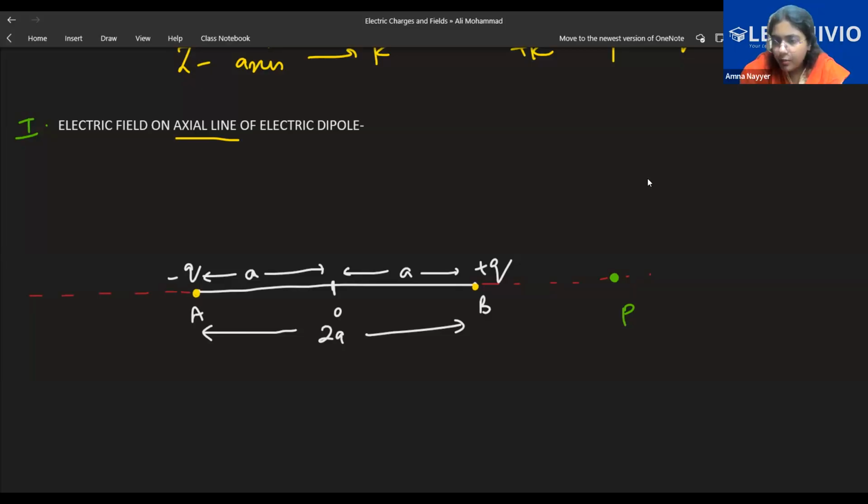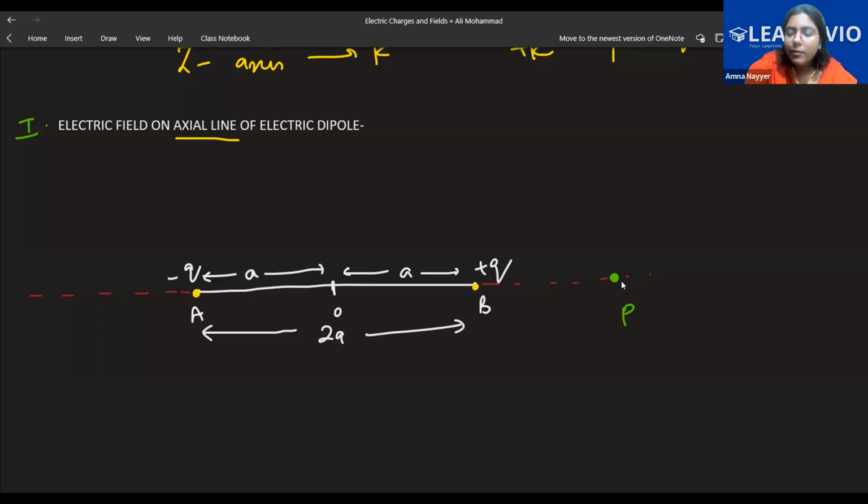If you can relate, before this whole topic, at the beginning of the class, the point B which we discussed, wasn't it similar to this? Minus 10 to the power minus 8 coulomb and plus 10 to the power minus 8 coulomb, separated by 0.05. So that was actually the axial line of an electric dipole only. So now we will solve it in the manner we solved it there. We will do it similarly.